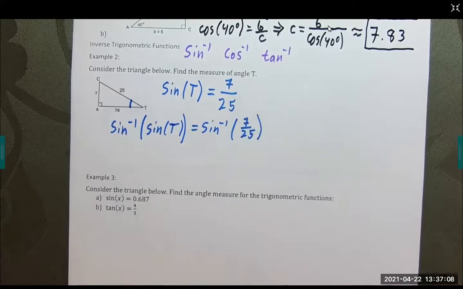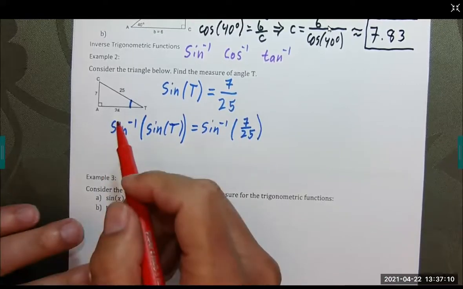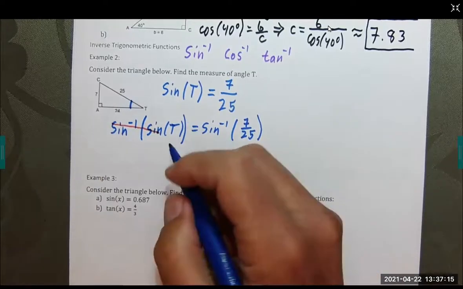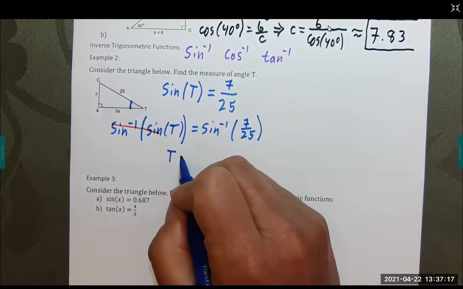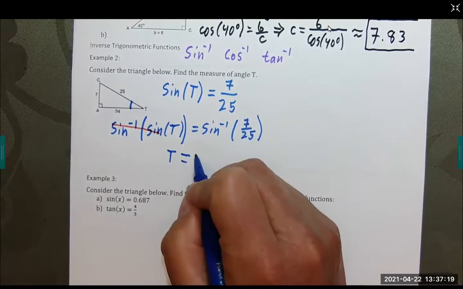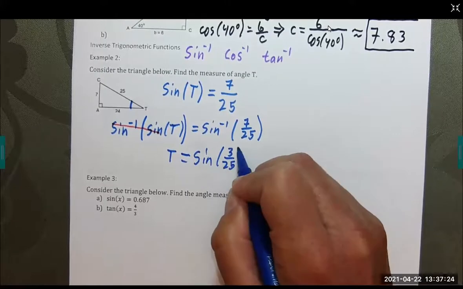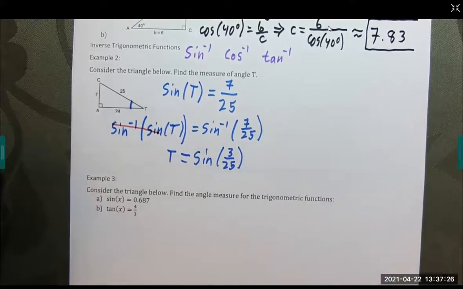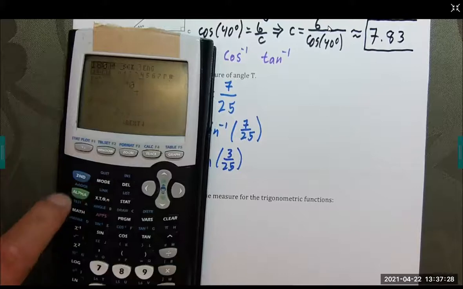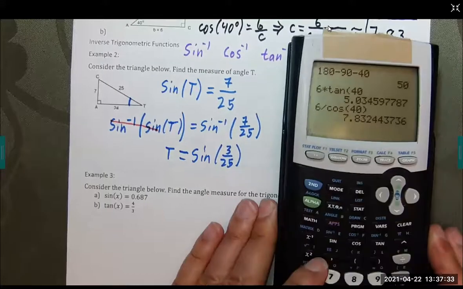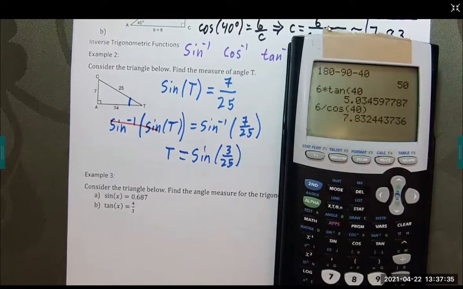And what happens here is these exactly cancel each other out. So we end up with T is equal to inverse sine of 3 over 25. Now, I want my answer in degrees, not radians, so I'm checking again. I know it seems obsessive, but if you can get in the habit of always checking, then you'll save yourself some trouble on the test. Oops, I missed the inverse symbol.